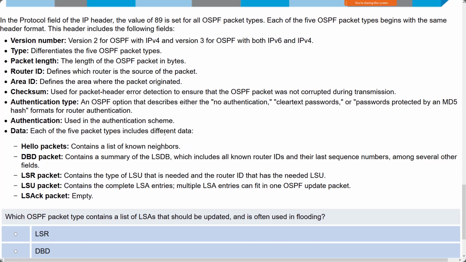So the version allows us to identify what version of OSPF we're running. Version 2 is OSPF for IPv4. Version 3 is OSPF for IPv6. The packet type would indicate whether it's a hello packet, a link state advertisement, or link state update.